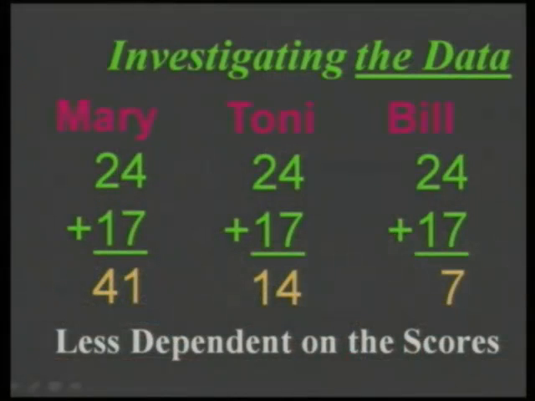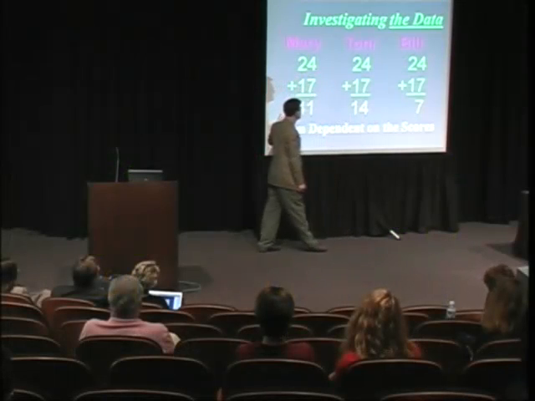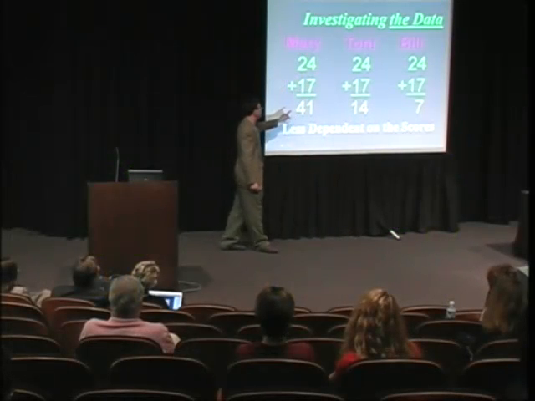And when I talk about being less dependent on the scores, why do these three people, of whom only one got this item right, have identical math skills? Anybody want to answer that? Mary got it right. Tony reversed the numbers, but he got it right, right? He knew that 24 plus 17 was 41. He just wrote it wrong. And Bill subtracted. Good subtracting. So the math skills are identical, but on a test, she's the only one that would get credit.